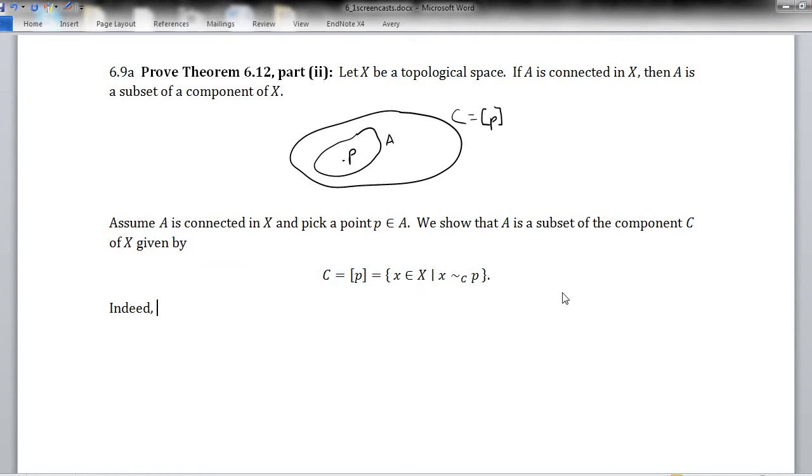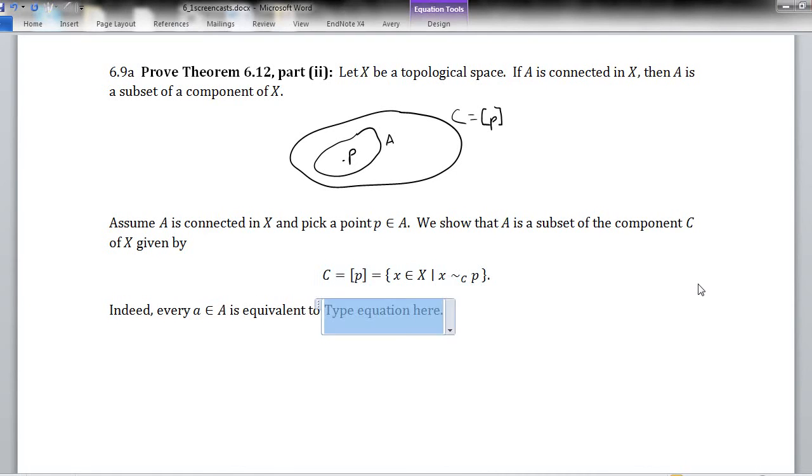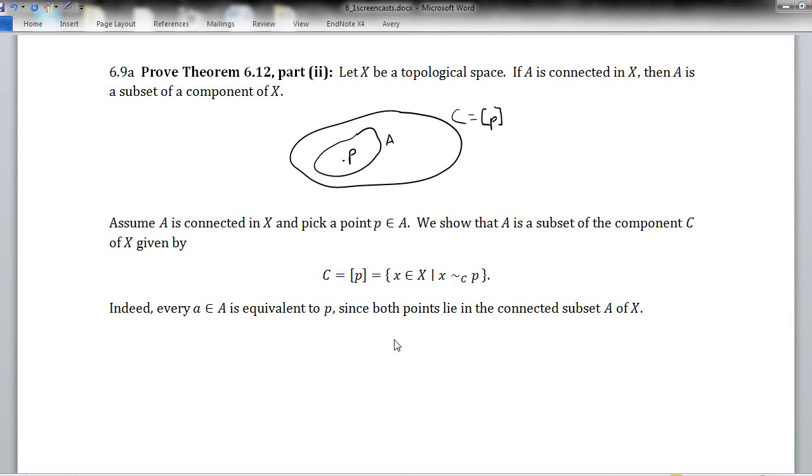Indeed, every a in A, to be in C, has to be equivalent to P. And every a in A is equivalent to P. Why? Since both points lie in the connected subset A of X. a is in A just because that's where I took it from, and P is in A because we picked P to be a point in A. They're both in this connected subset, and that's what it means for them to be equivalent.